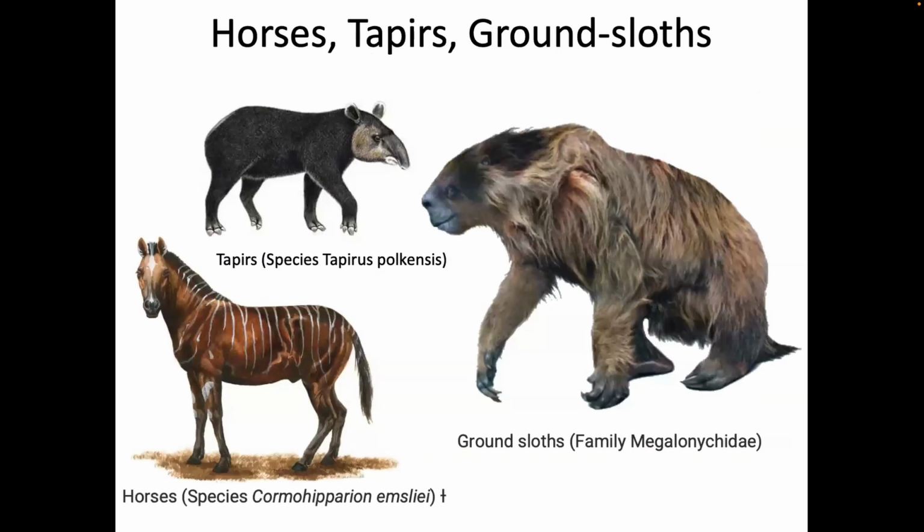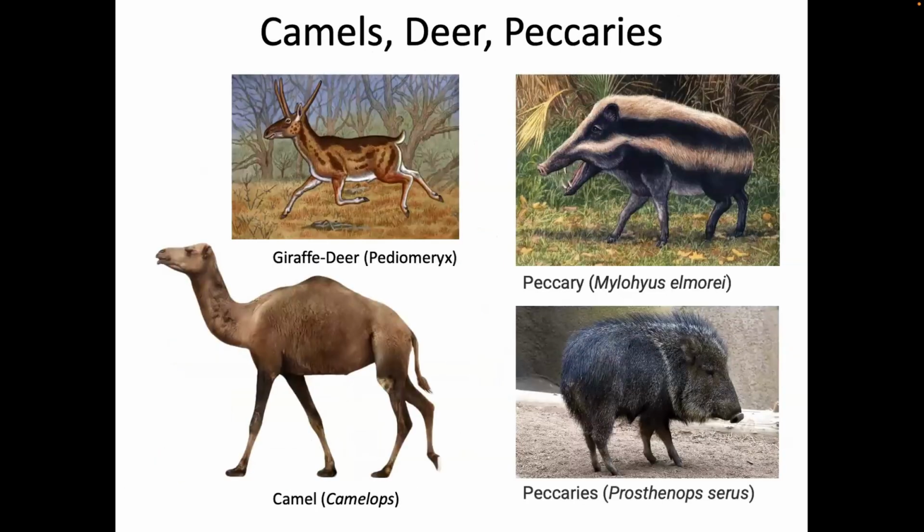We had horses like Cormohipparion, the horse that has been described from the site. Tapirs, the ground sloth. We had a variety of things like camels, for example. I haven't been able to find a good illustration of the specific type of camel that was thought to have existed at the Gray Fossil Site.